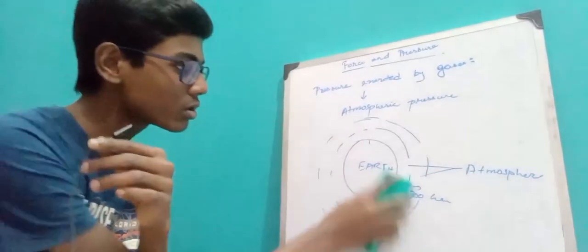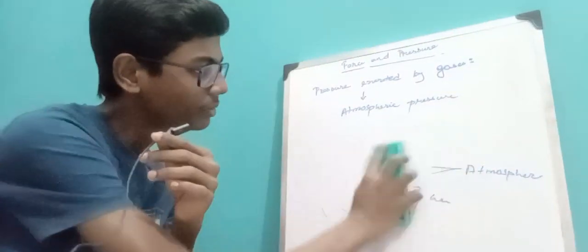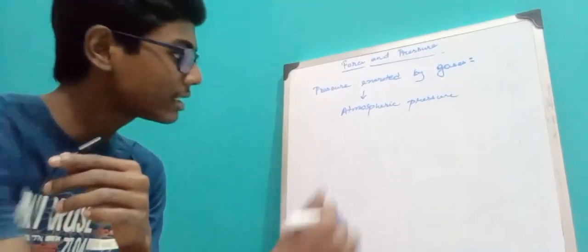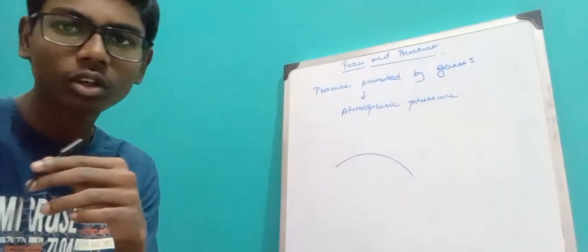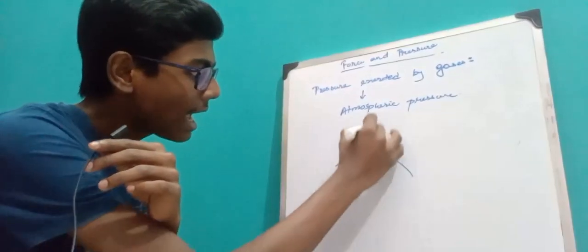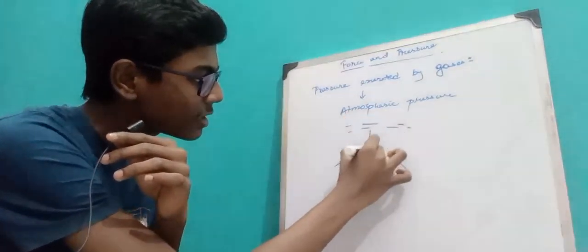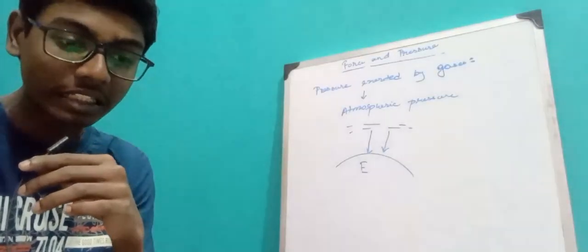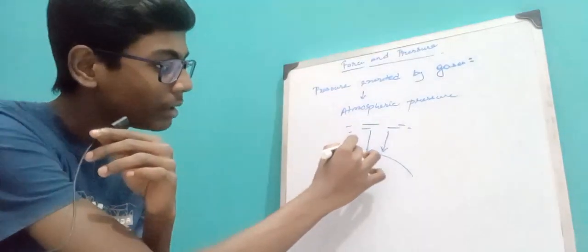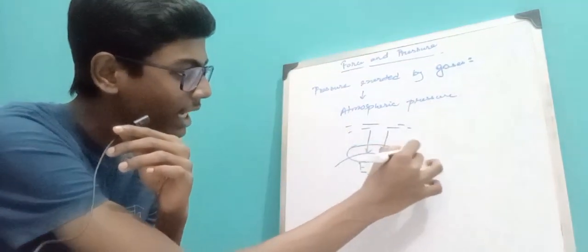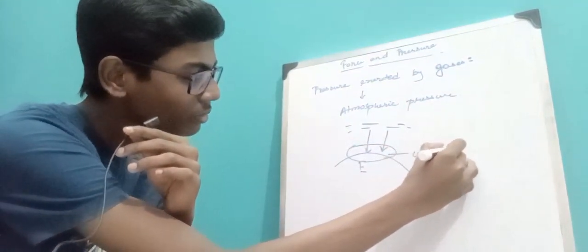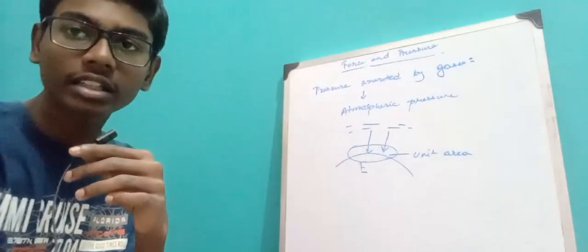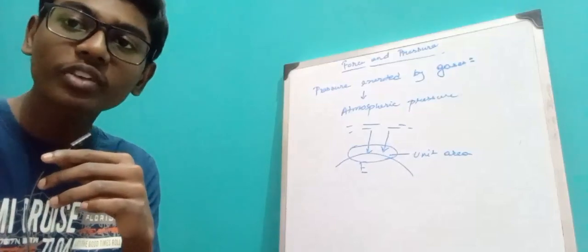pressure. So what is atmospheric pressure? Atmospheric pressure is the amount of force exerted. Suppose this is the earth's surface, the top portion of the earth, and atmosphere is present here. It exerts pressure on the earth, right? So the amount of force exerted by the atmosphere per unit area, this is the unit area, right? Per unit area on the surface of the earth is called your atmospheric pressure.